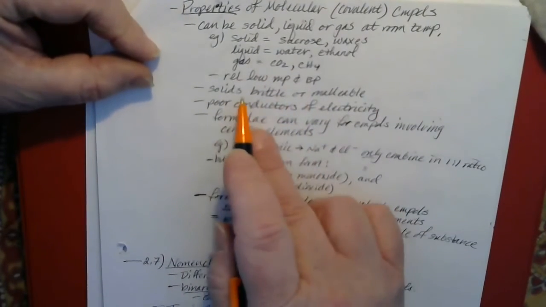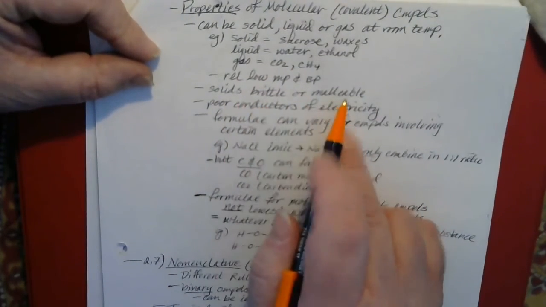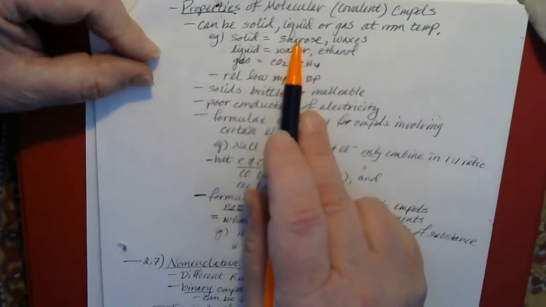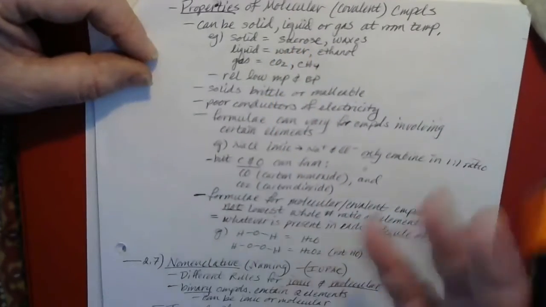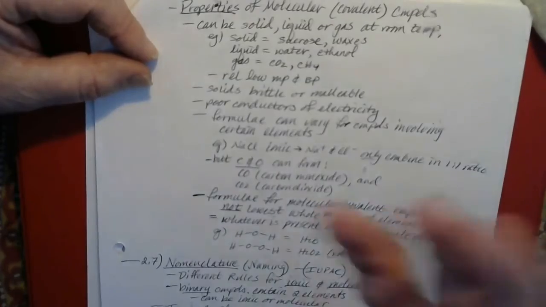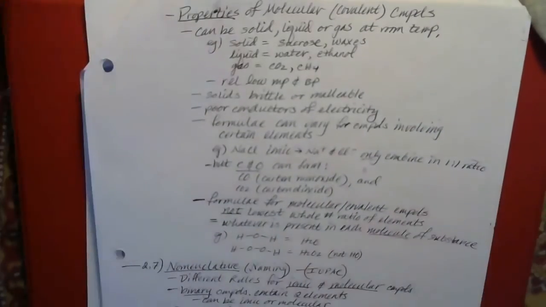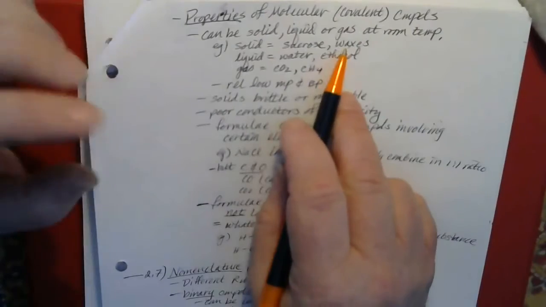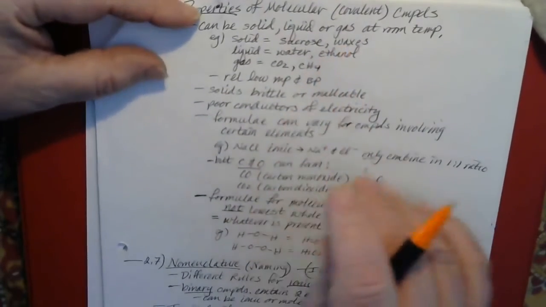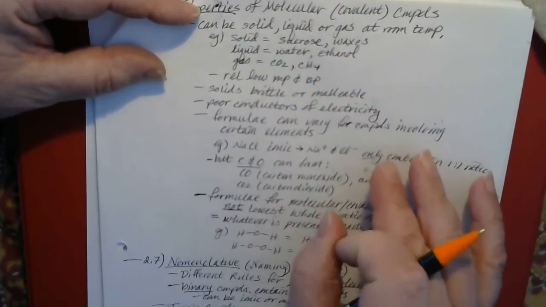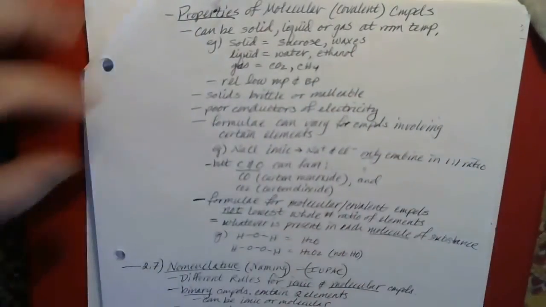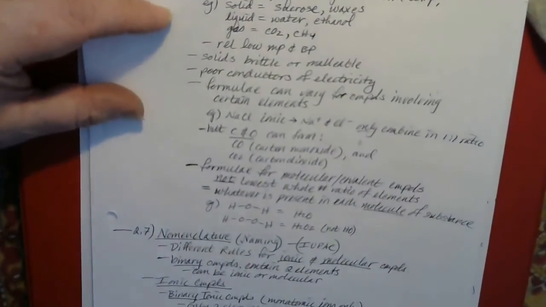The solids can be brittle or malleable. And here's some examples up here. Sucrose is a sugar. Those molecules are fairly brittle. If you have a chunk of sugar and you hit it with a hammer, it's going to shatter into smaller chunks of sugar. But waxes, on the other hand, tend to be fairly flexible or poundable. If you take a candle and hit it with a hammer, it's going to squash out. And some parts might break off here and there, but most of it will just squash out.